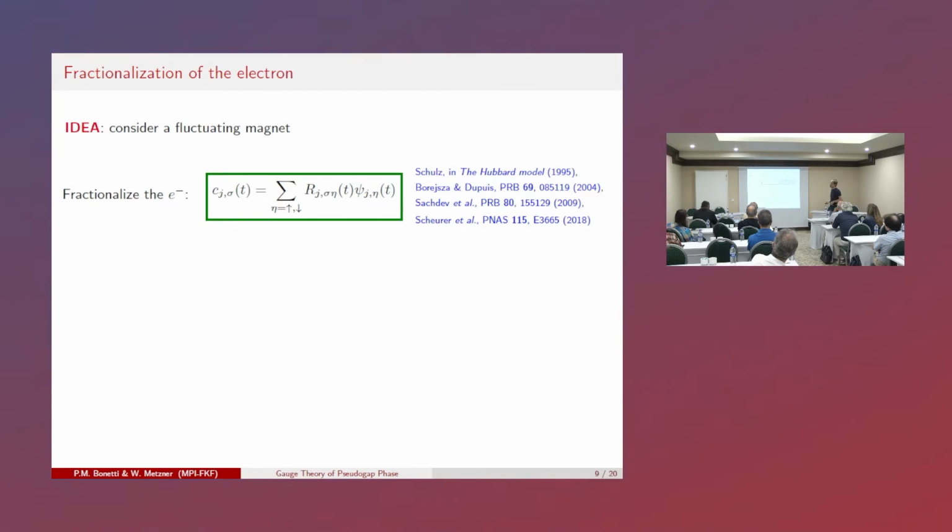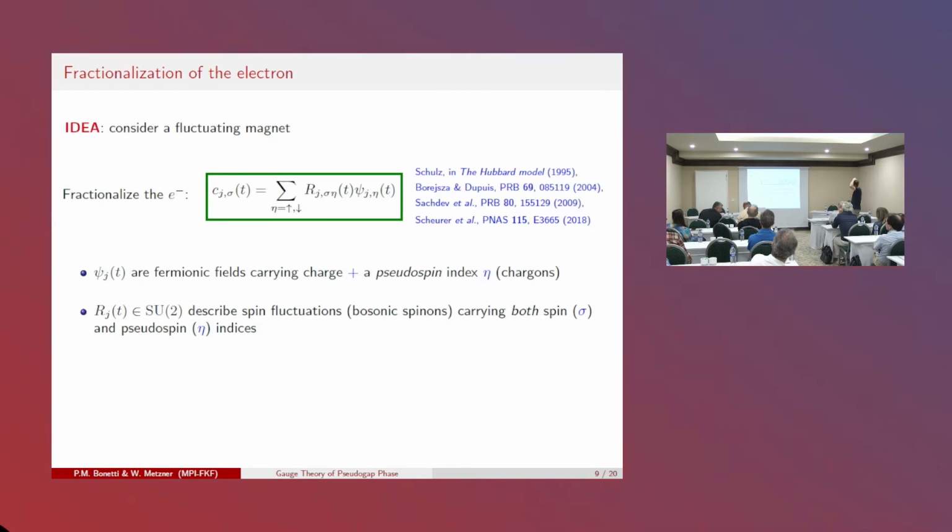Now, technically, we do this as follows, and this goes back actually to early work by Schulz, was picked up later by these people here, and then Sachdev and Scheurer picked it up again to make a theory of the pseudogap in cuprates out of this. Borejsza and Dupuis focused just on half filling and showed how it works there. There's things that are more simple, but in principle, we just extend this to spiral and away from half filling.